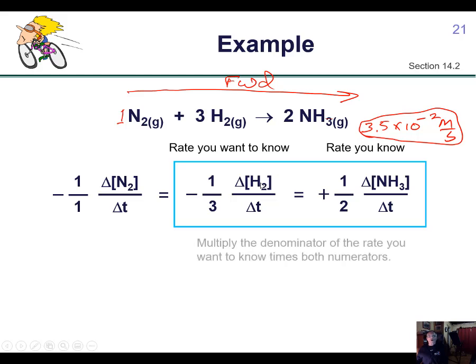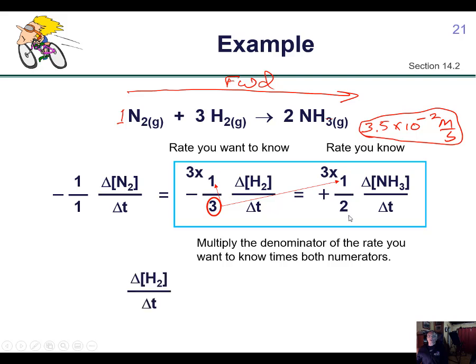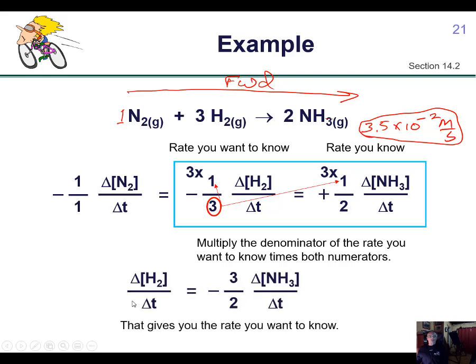All you have to do is multiply the denominator of the rate you want to know times both numerators. So we're going to take the denominator of the rate I want to know. We'll multiply 3 times 1/3. The 3's will cancel. And then 3 times 1/2. What we wind up with is that the rate of disappearance of hydrogen is equal to negative 3/2, or 1.5 times the rate of appearance of ammonia. That's what this little piece of technology will give you.